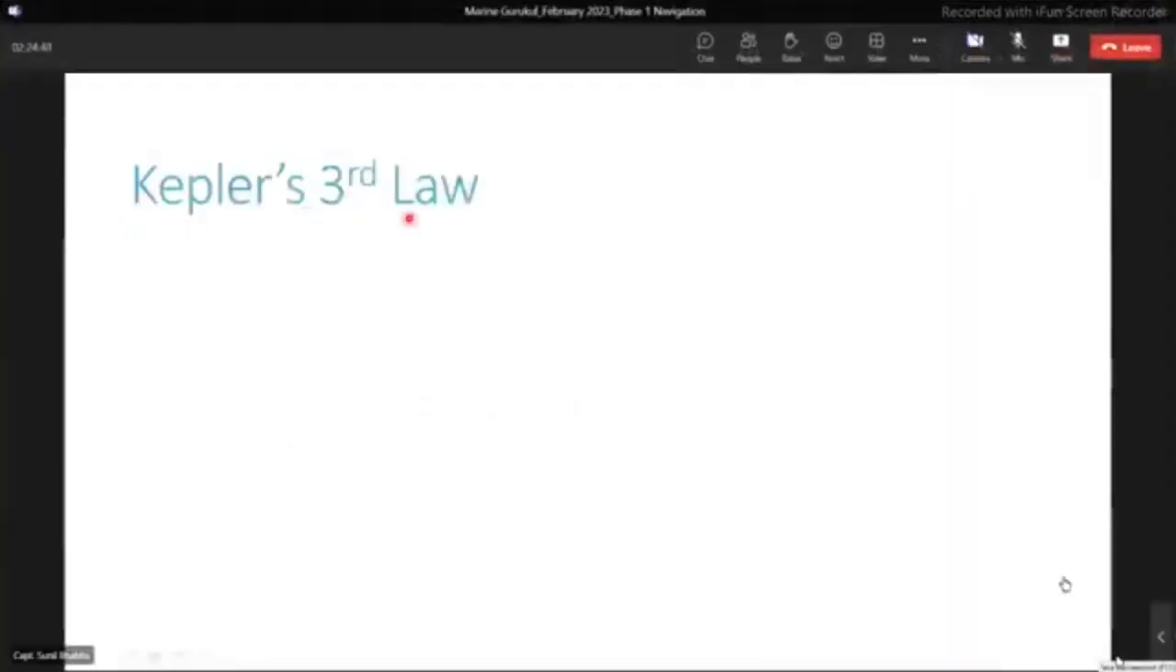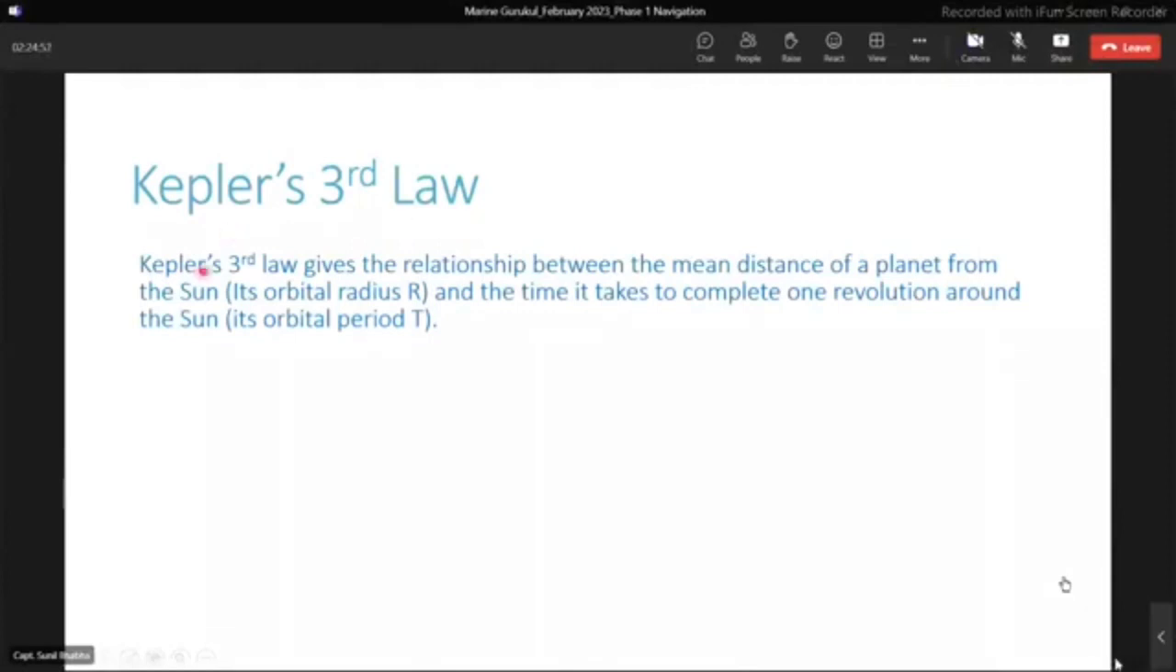Now moving on to Kepler's third law of planetary motion. Kepler's third law basically gives us the relationship between the mean distance of a planet from the sun, which is also known as its orbital radius, represented by alphabet R, and the time it takes to complete one revolution around the sun, which is also known as its orbital period, represented by alphabet T. So the third law gives us a relationship between the orbital radius and the orbital period of a particular planet.